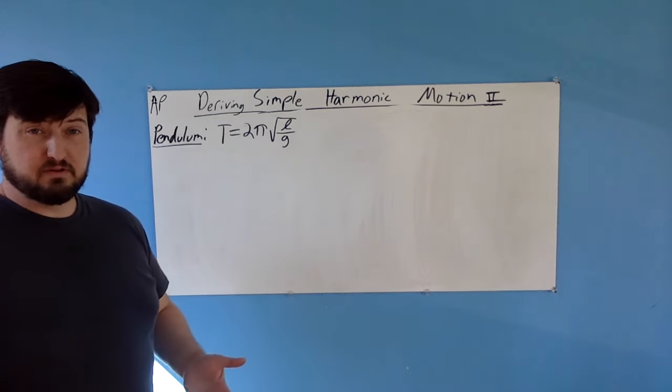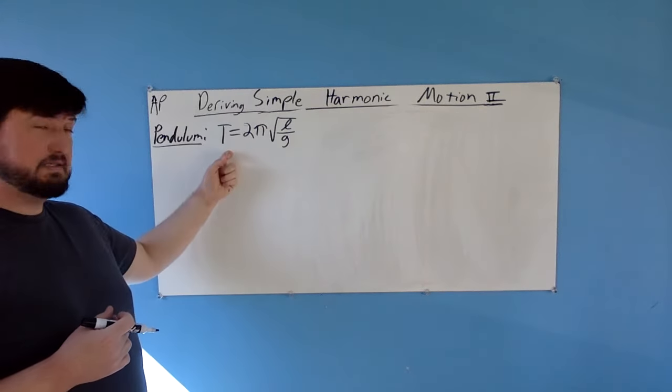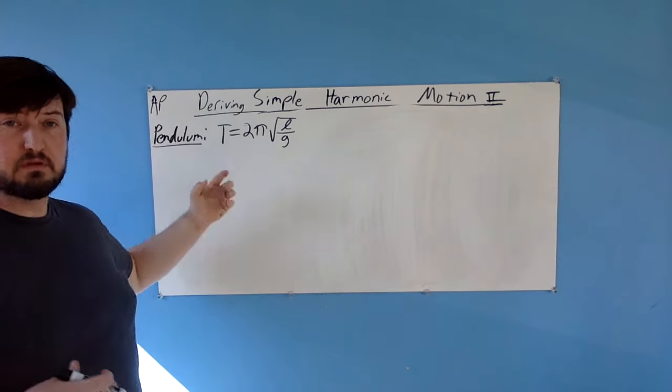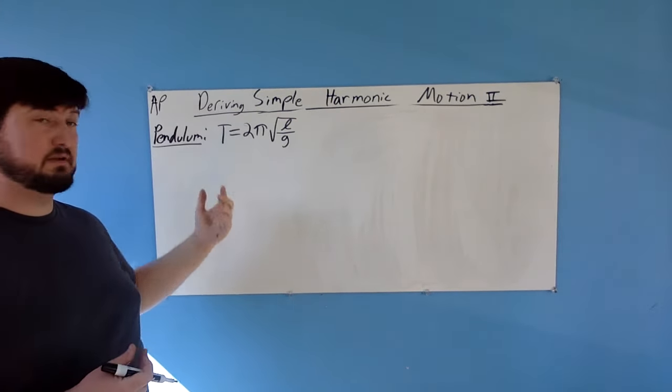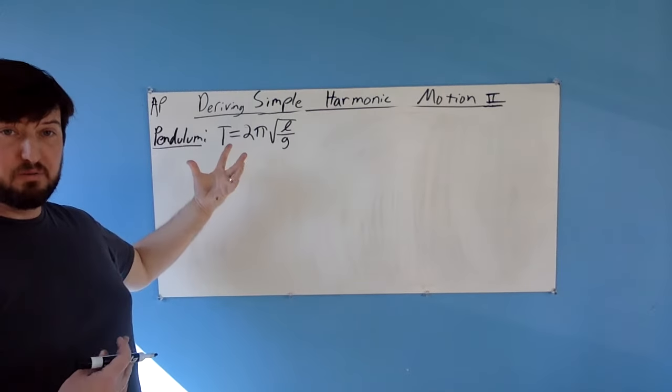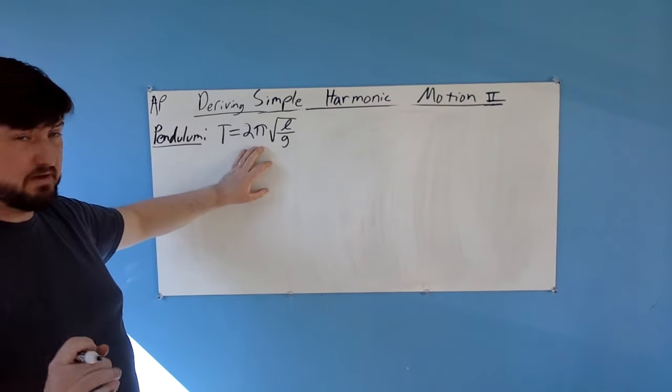Okay, so now we get to the fun part. We get to derive this formula for pendulums. How in the heck do we get to this for pendulums? And why does it look so similar to the period for a spring? Well, because simple harmonic motion is the answer to the last one. That's the easy one to answer, right?